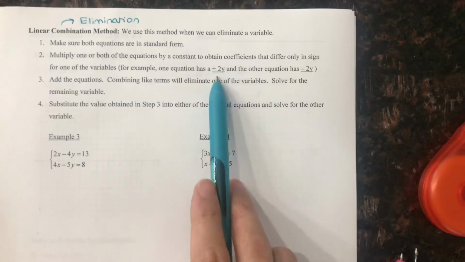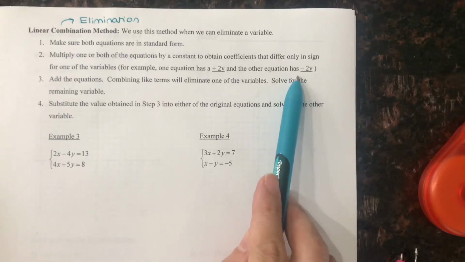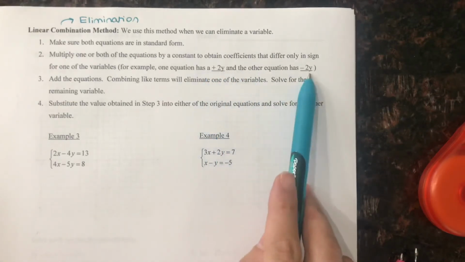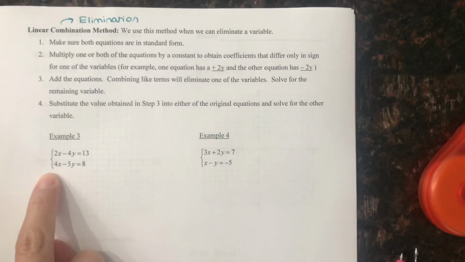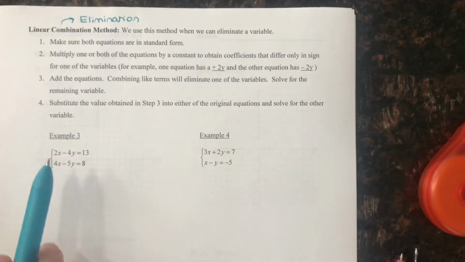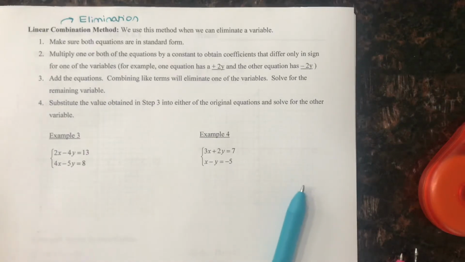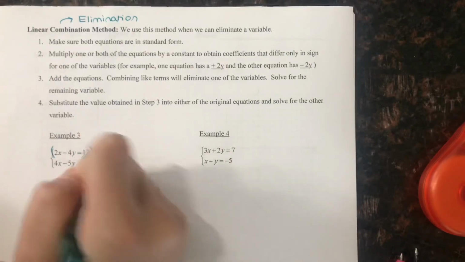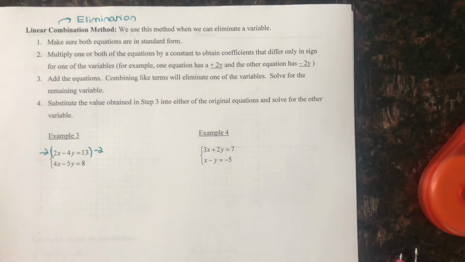That means, let's say one of the equations has plus 2y, the other equation would have to have minus 2y. So you're looking for the same number in front, but one's plus and one's minus. Now, if we're looking at this first set of equations, let's say we want to eliminate the x's. It's really our choice what we want to eliminate. So if I want to eliminate the x's, I can turn this 2 into a -4 just by multiplying both sides of the equation by -2.